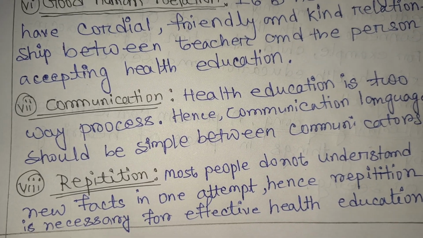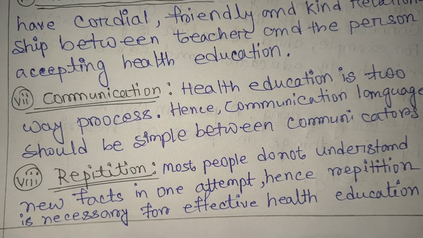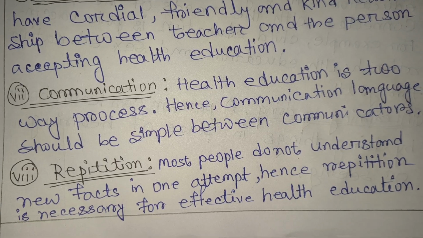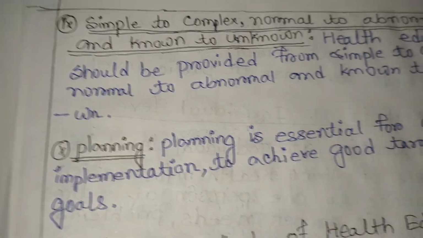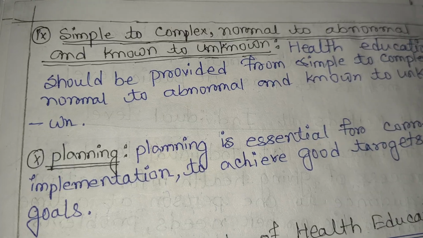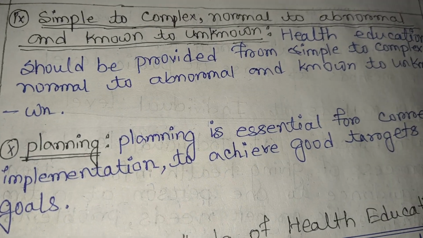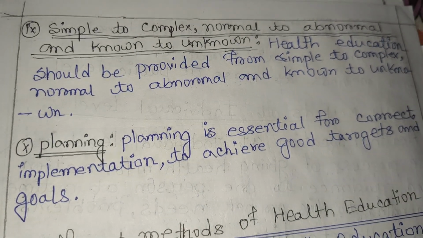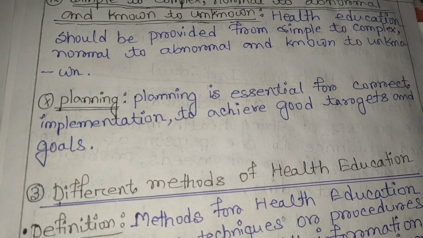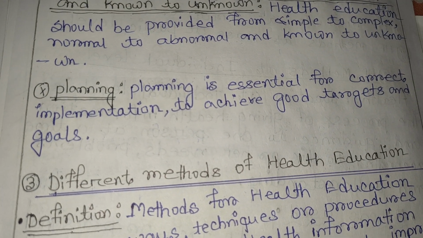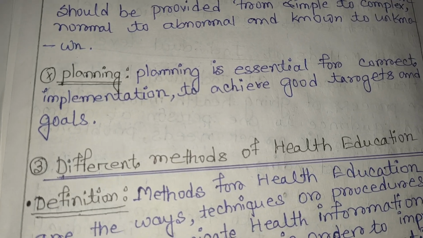Repetition. Most of the people do not understand new facts in one attempt. Hence, repetition is necessary for effective health education. Simple to complex, normal to abnormal, and known to unknown. Health education should be provided from simple to complex, normal to abnormal, and known to unknown. Planning. Planning is essential for correct implementation to achieve good targets and goals.